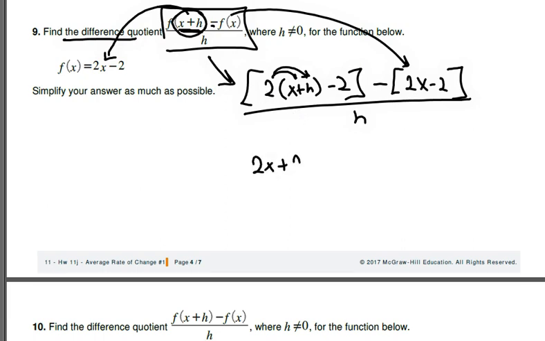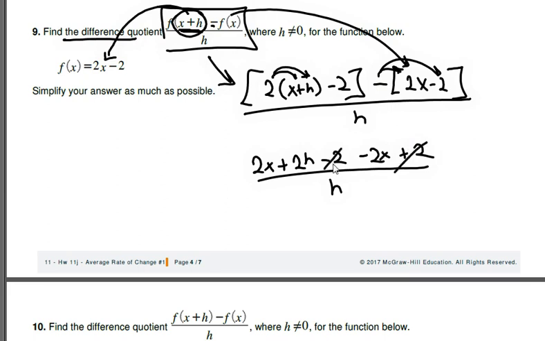Distributing the 2, we now have 2x plus 2h minus the 2. Distributing this minus, we have minus 2x, and then this minus and that minus turn into a positive 2. Noticing we have a minus 2 and a plus 2, which cancel out. We also have a 2x and a minus 2x that cancel out, which gives us 2h over h. H divided by h is 1, so we end up with a happy answer of 2 for our difference quotient. Hooray!